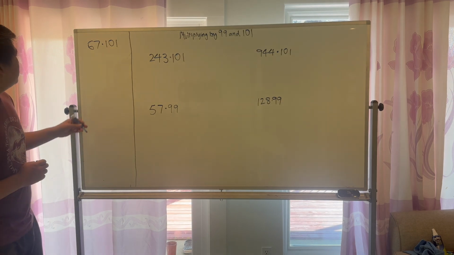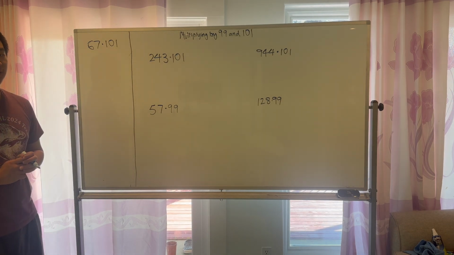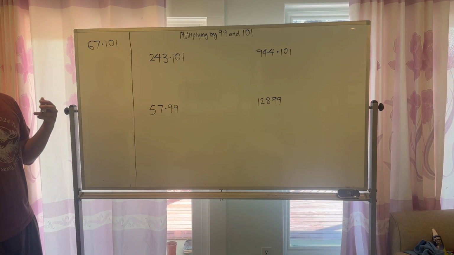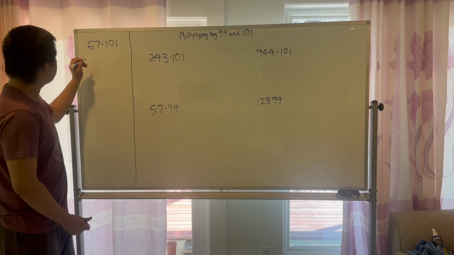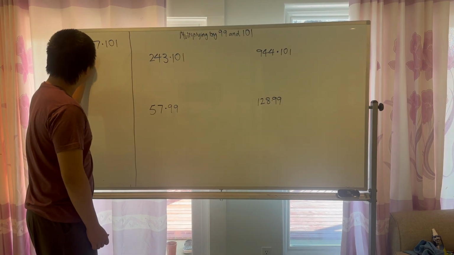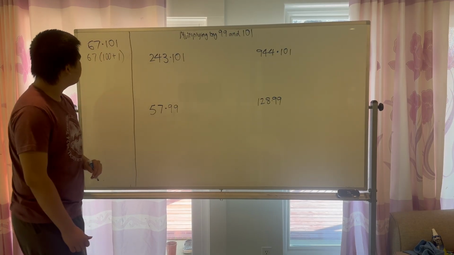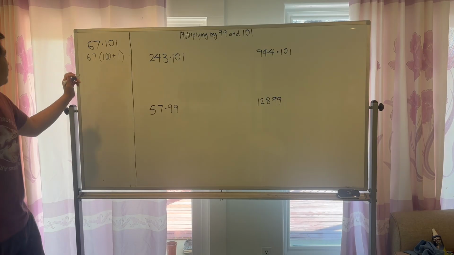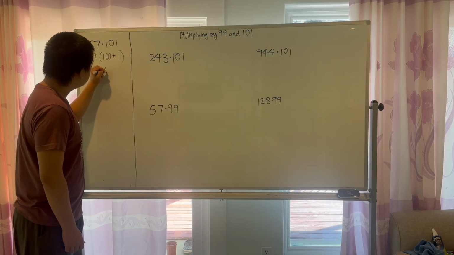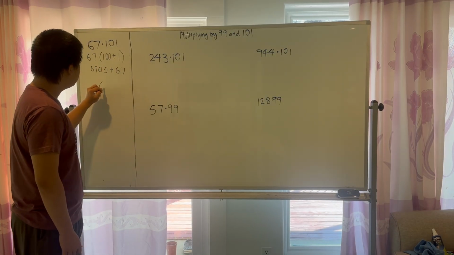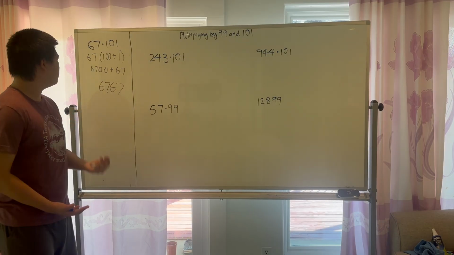So for example, let's take 67 times 101. Now, of course, we're going to start by using FOIL. So I'll have 67 times 100 plus 1. And this will give me 6700 plus 67, which will give me 6767.